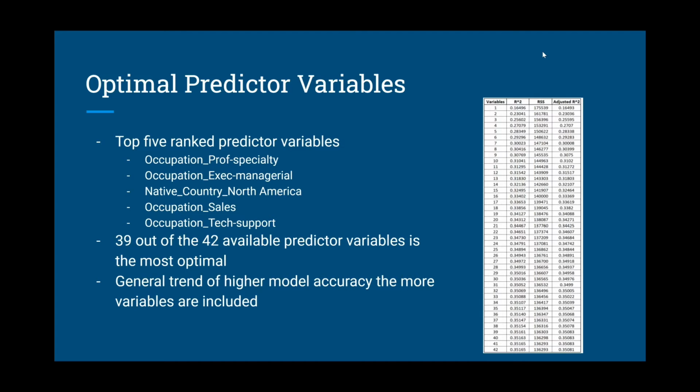There's a general trend of higher model accuracy the more variables are included, but we can see that this increase in model accuracy diminishes on an exponential scale, meaning that the more variables are included, the less increase you see in model accuracy. So although the optimal number of predictor variables was 39 of the available 42, we can see that at that range, it's nearly all the same.